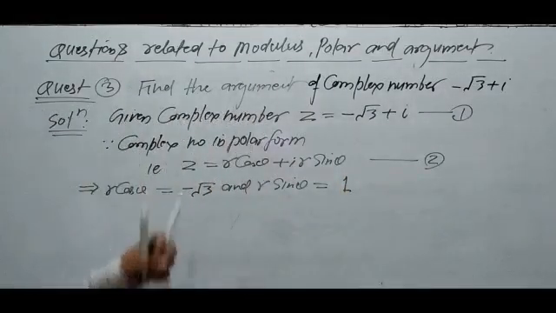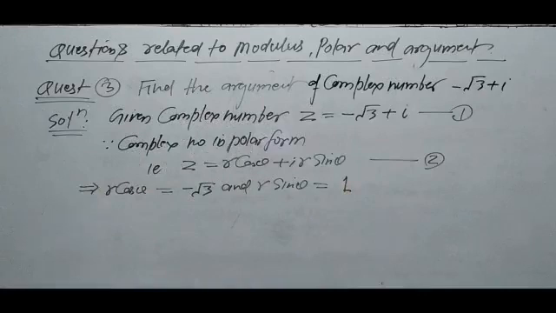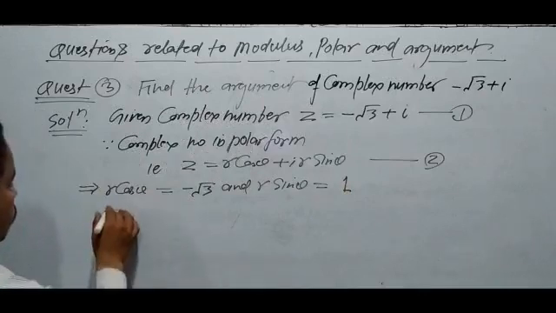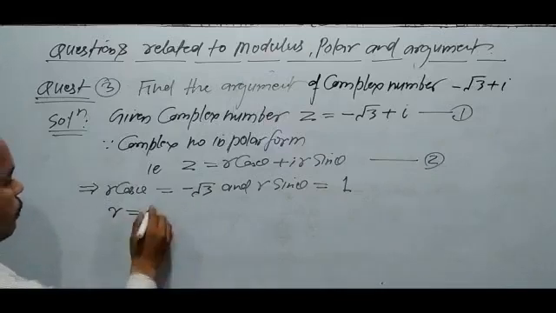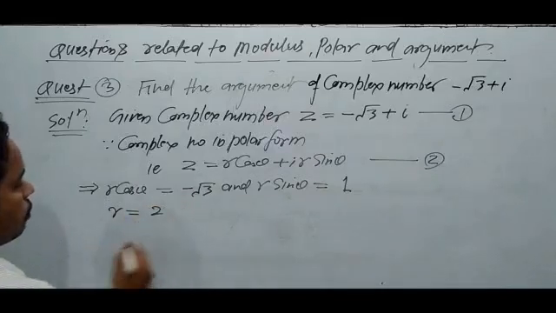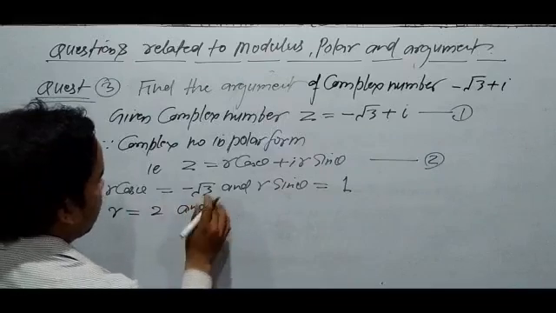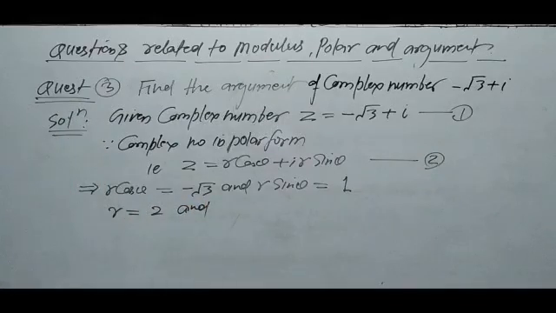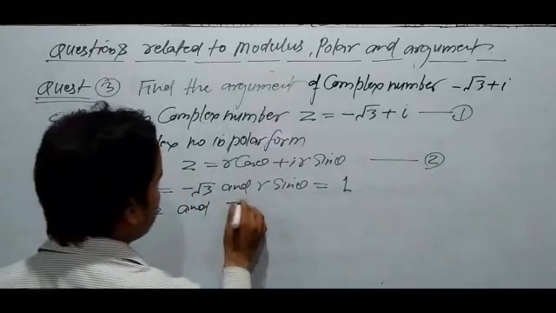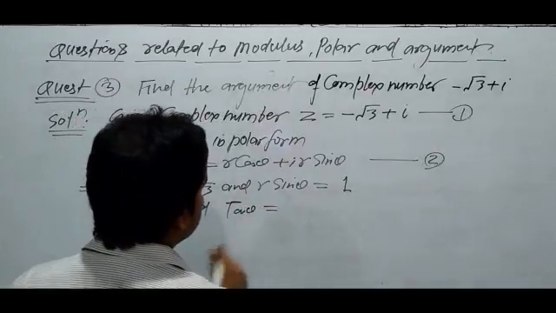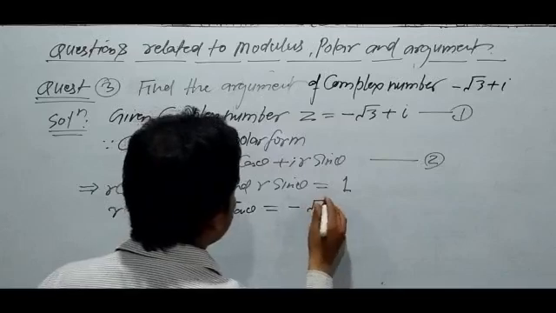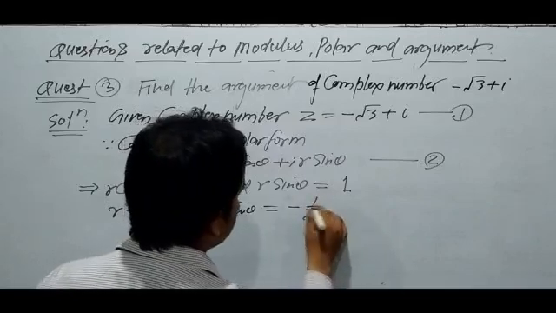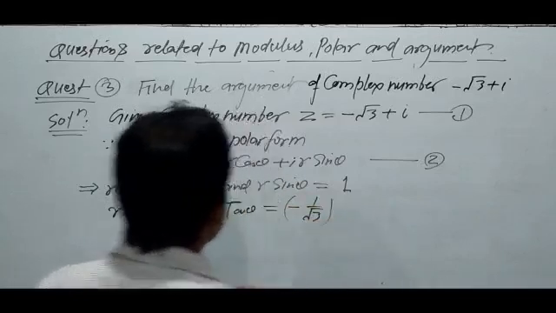So squaring and adding, you can get its R value: root 3 whole square, 3 plus 1, 4. The result is 2, meaning R is equal to 2. And dividing, you will get tan theta is equal to minus 1 by root 3.